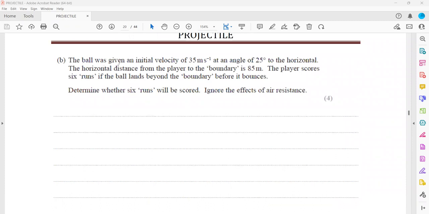In part B, the ball was given an initial velocity of 35, at an angle of 25 to the horizontal. So for example, it is launched at a speed of 35, and the angle with the horizontal is 25 degrees. The horizontal distance from the player to the boundary is 85 meters. So the boundary is 85 meters from the player.